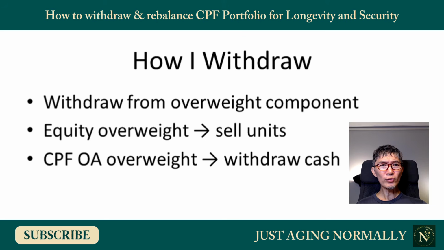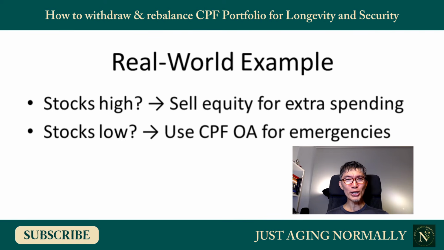I'll simply withdraw from whichever component is overweight. For example, I have a 65% OA and 35% equities portfolio, and stocks are at an all-time high, like right now in July 2025. The equity portion will likely be overweight, meaning more than 35%. So if I'm going to go on vacation and need a little bit more cash, I'll sell some units from my unit trust to fund that particular trip.